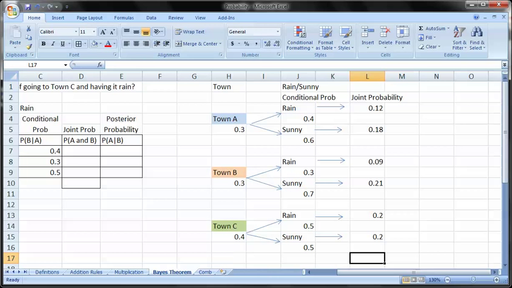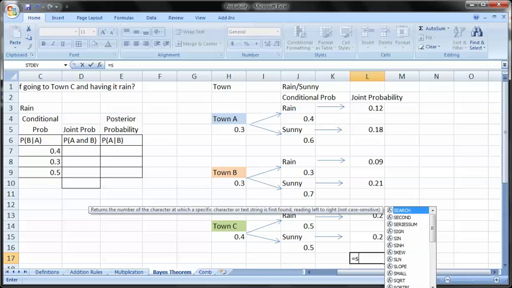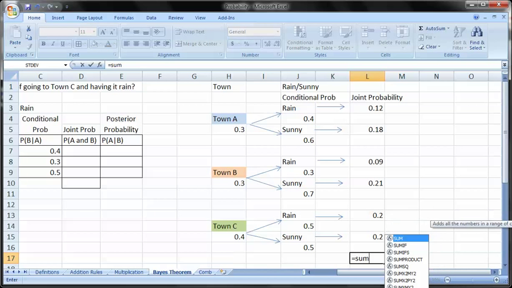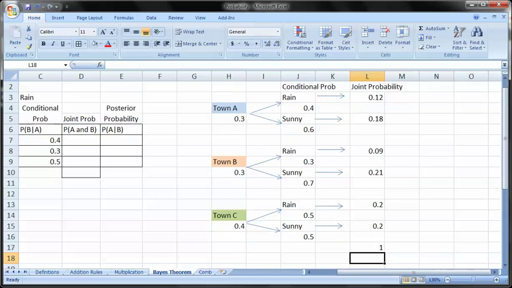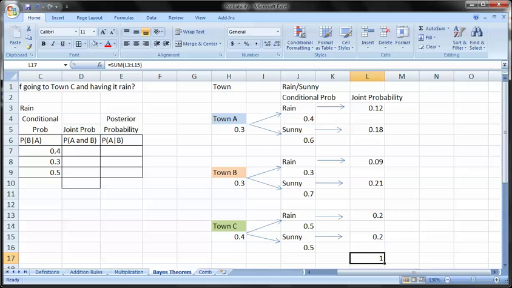But before we go on, let's make sure we're doing it correctly and check our work. Good, it equals 1, which is exactly how it should be. These three should equal 1, these two should equal 1, these two should equal 1, these two should equal 1. So everything looks good. All right, so we found our joint probability.